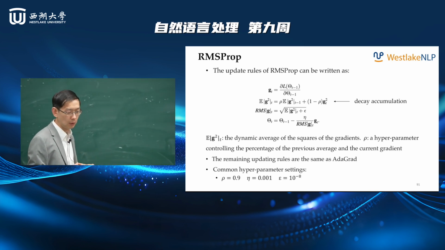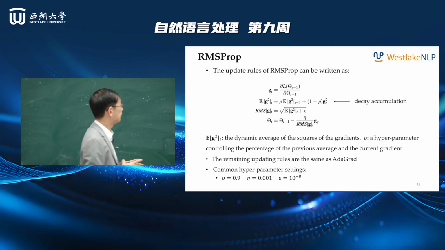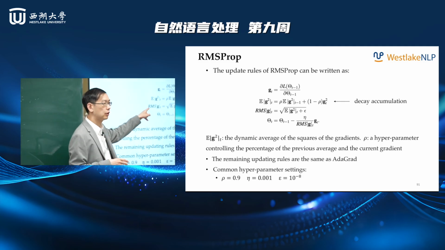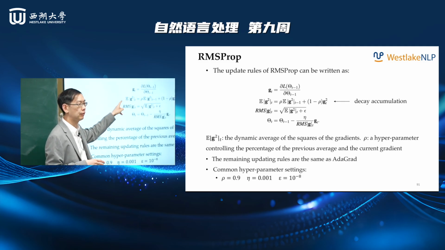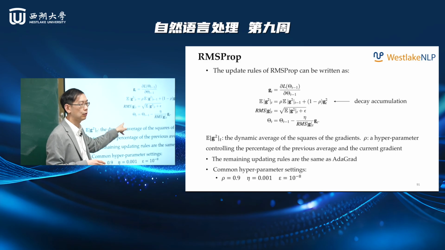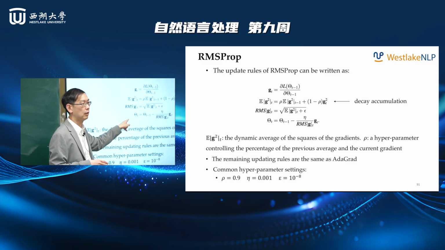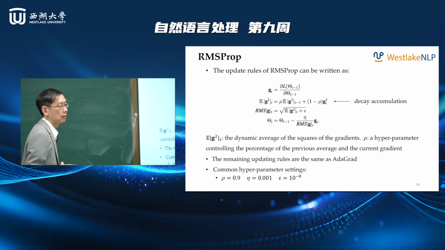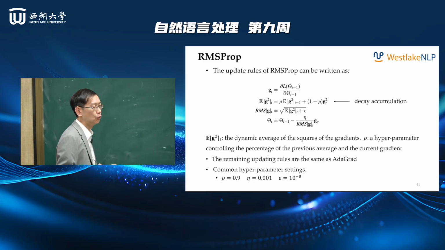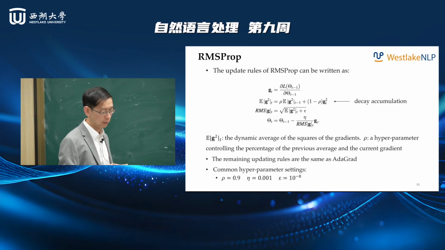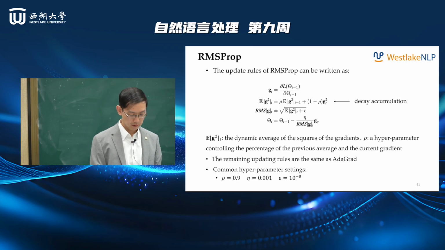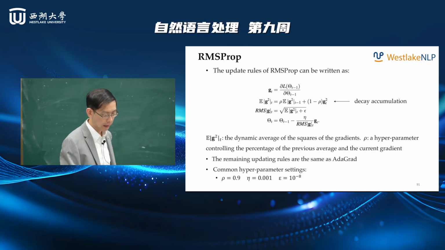Okay, so this is the only difference between AdaGrad and RMS Prop. And again, you accumulate this square root of this EG square, and then you use 1 over this RMS, root mean square, as the learning rate. Okay, this is the second variation.